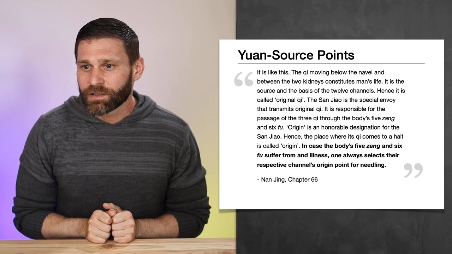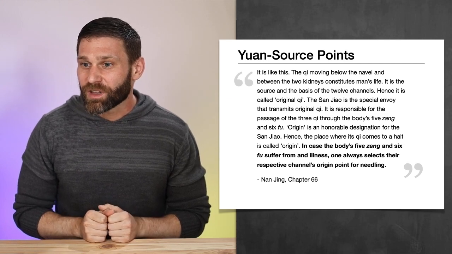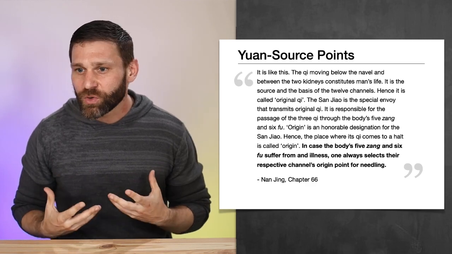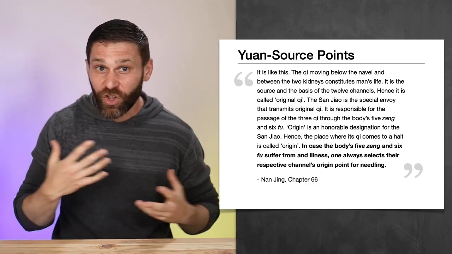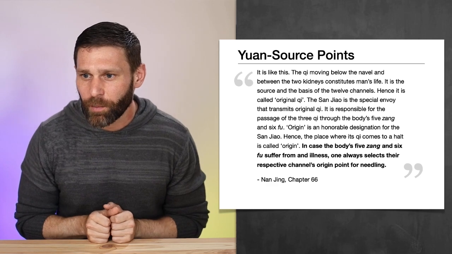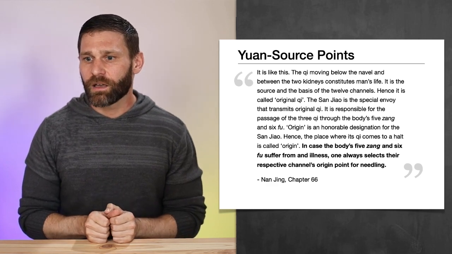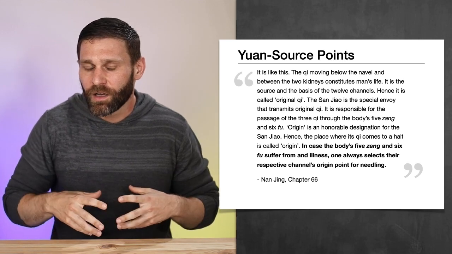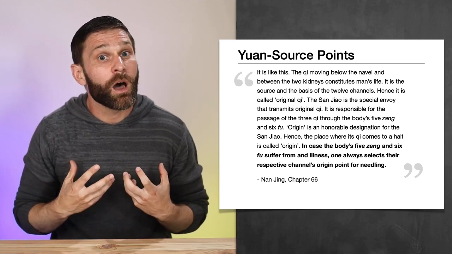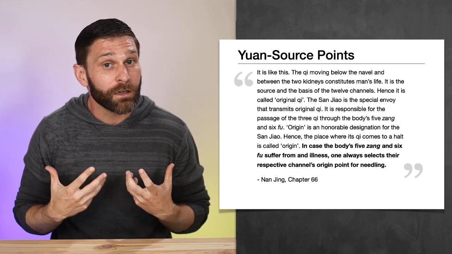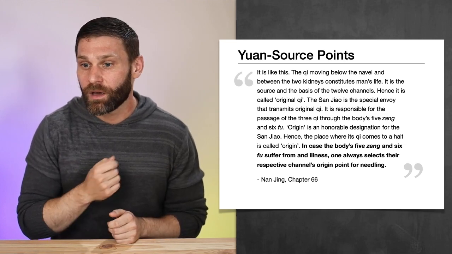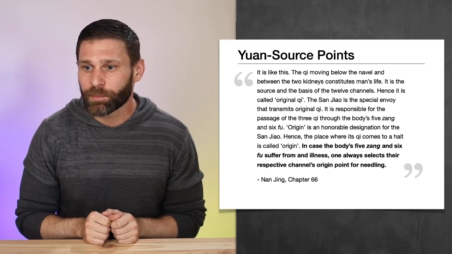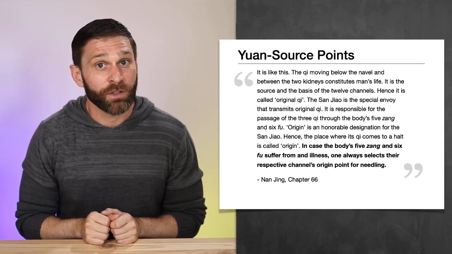So here it's talking about this: the qi moving below the navel and between the kidneys is the original qi, or the yuan qi, or the source qi, and it's the sanjiao channel that transports the source qi around the body. And here it's saying that the Yuan-Source Points are the place where it comes to the surface and lingers. And so we say that when the organs have disease, we can always needle the respective Yuan-Source Point.